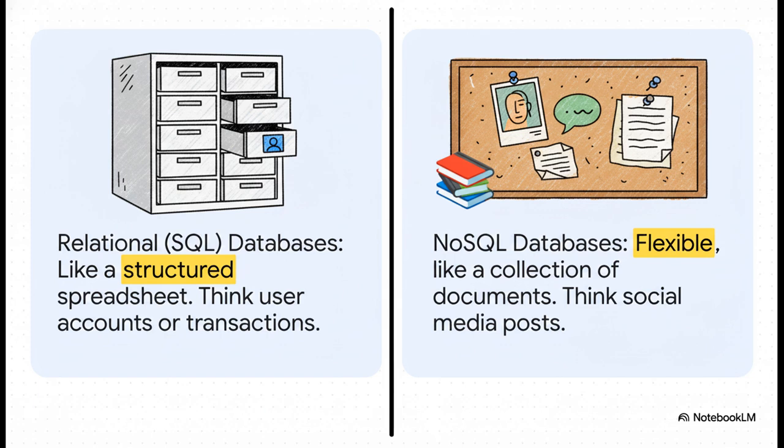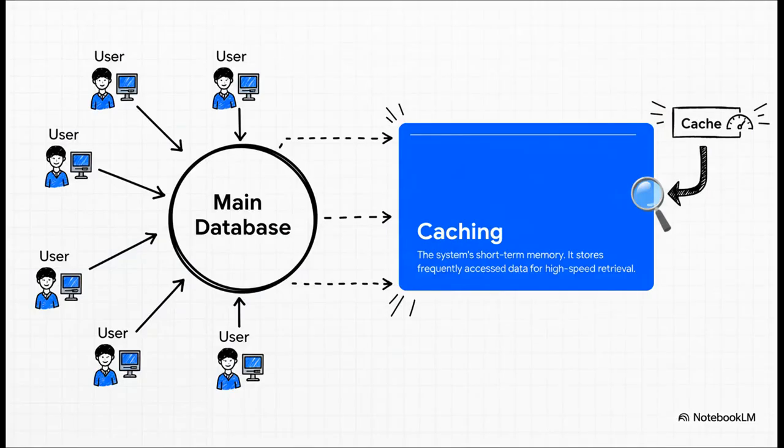They're great for less structured stuff, like social media posts. Now, constantly going all the way to the main database to get information can be pretty slow, and that's where caching comes in. A cache is basically the system's short-term memory. If tons of people are asking for the same exact piece of data, like a viral video or a celebrity's profile, the system is smart.